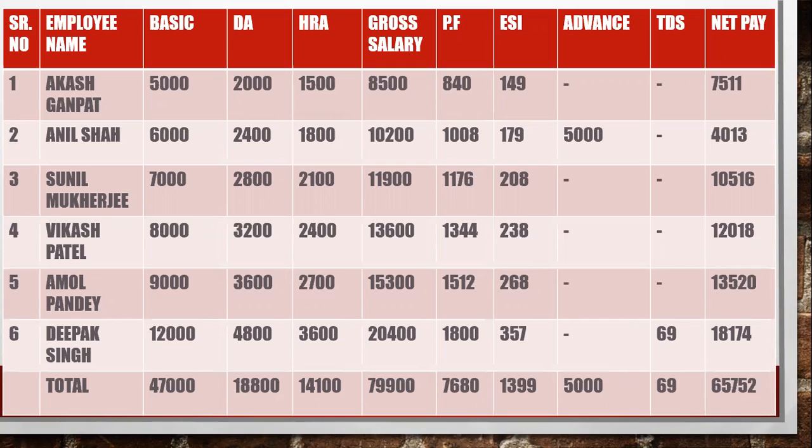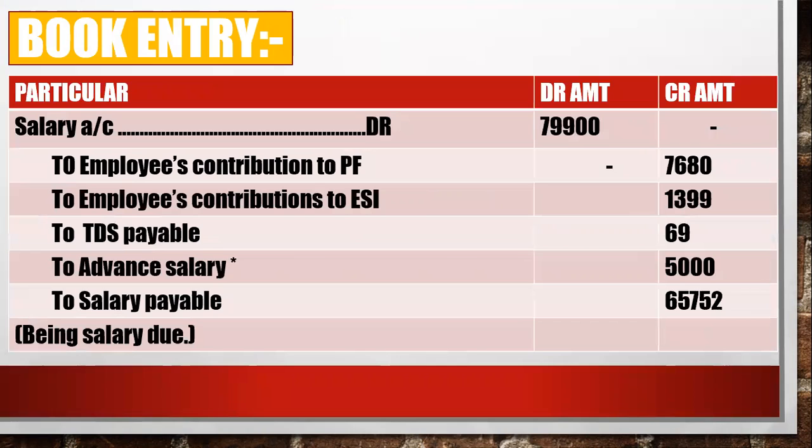So first you have to pass the book entry, then you have to make a payment. So first your entry will be salary account debited. You have to take your gross salary amount over here. So salary account debited 79,900, total of gross salary. Clear everyone? Here you can see I have taken the book entry also. Salary account debited 79,900.